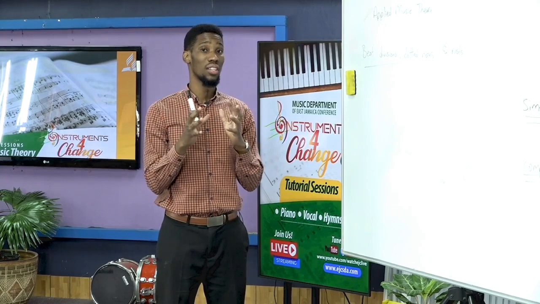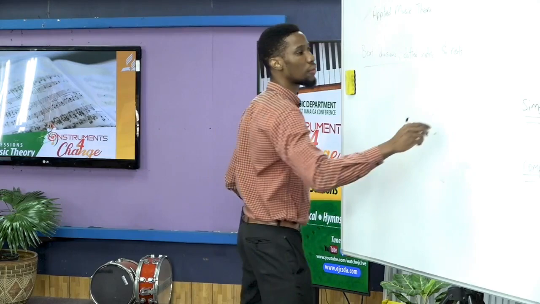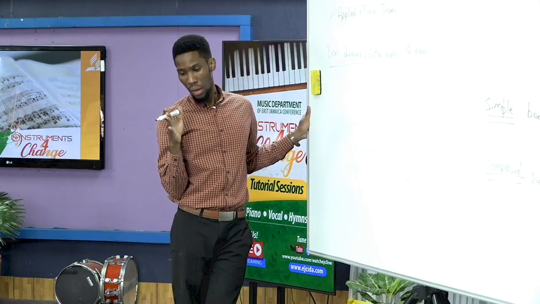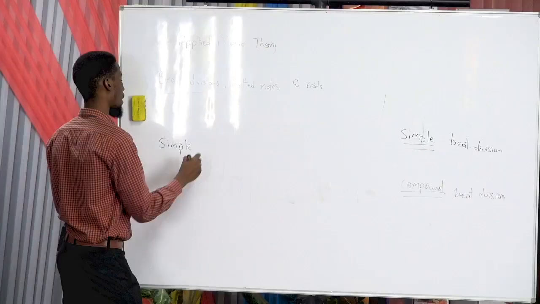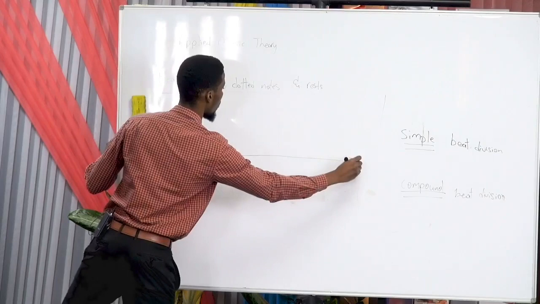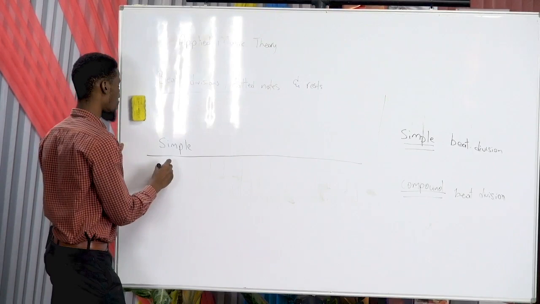All right, so beat divisions, remember we said you have simple and you have compound. So a beat can be divided in two ways, simple and compound. So we're going to do up a table. We're going to put simple here, and then compound. You can draw this table as well. It will help you a lot.